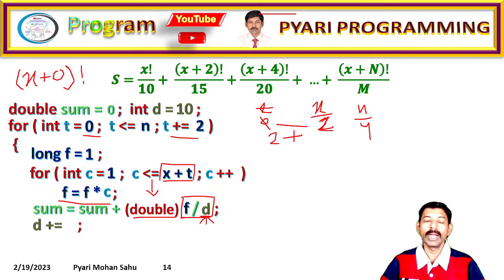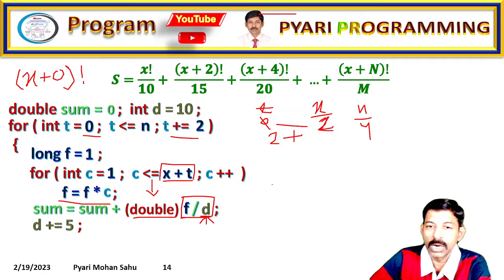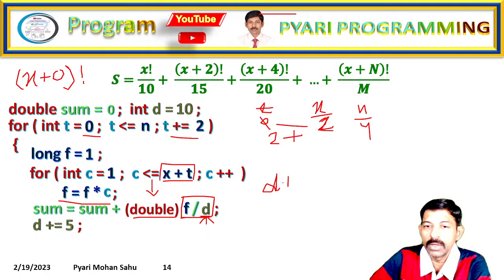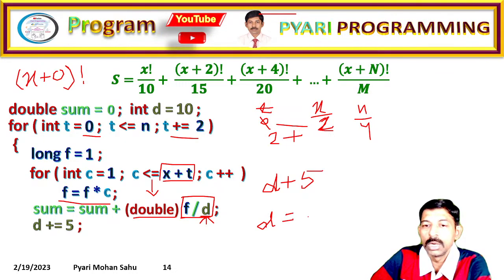Now d plus equal to 5. We cannot write d plus 5. Both are different. d plus 5 is not equals to d is equal to d plus 5. So many times I told you, d is equal to d plus 5. Both are not same. I don't know why you people used to tell over here.